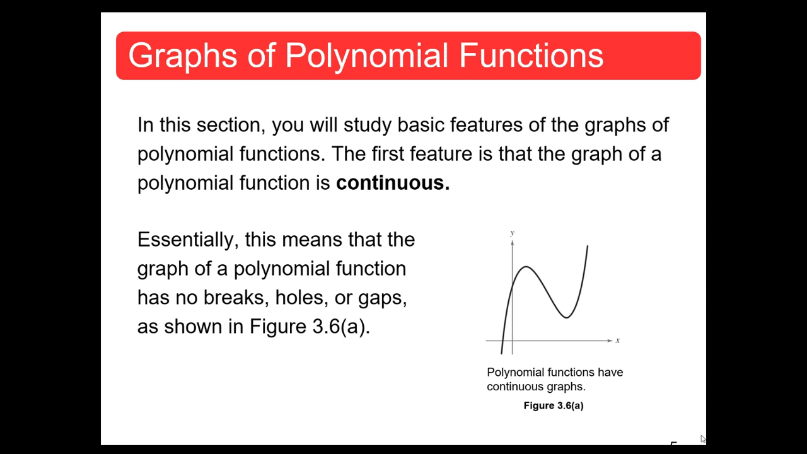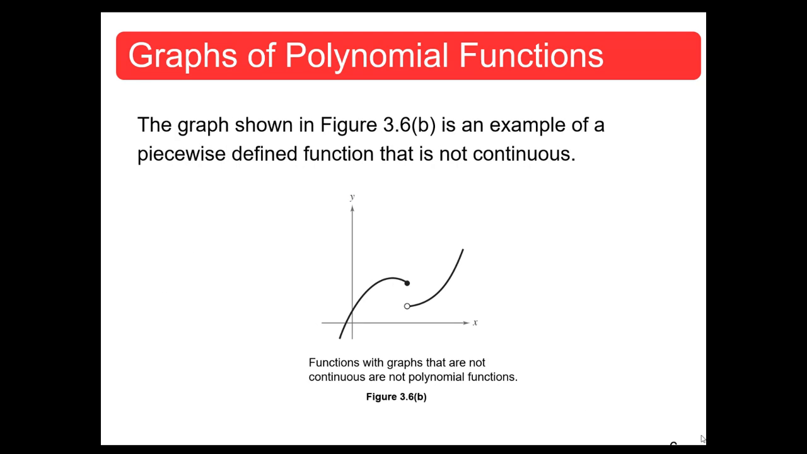So one thing you need to know is that all polynomial functions are continuous. That means there's no breaks or gaps or holes within the graph. Like this one, we have a gap here, so it is not a polynomial function. This one would be considered piecewise because of the gap.